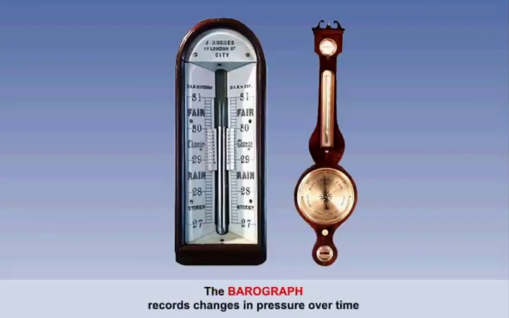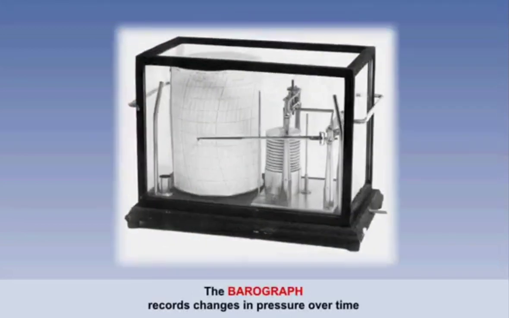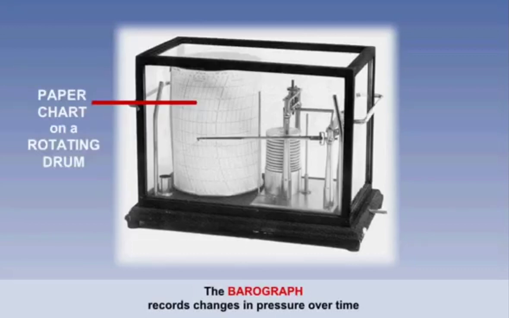Often, a special type of aneroid barometer, called a barograph, is used to record changes in atmospheric pressure over time. A barograph includes a pen that records the air pressure on a paper chart, mounted on a rotating drum.